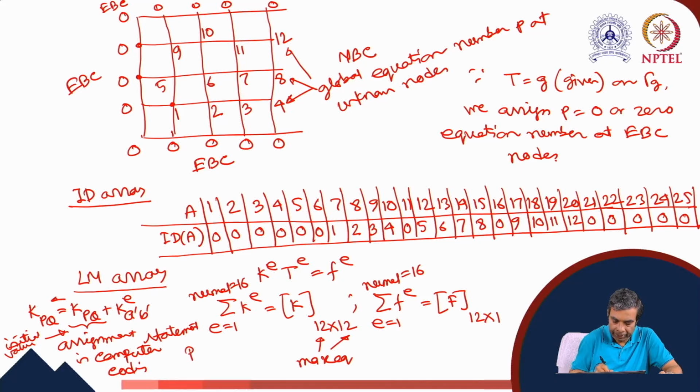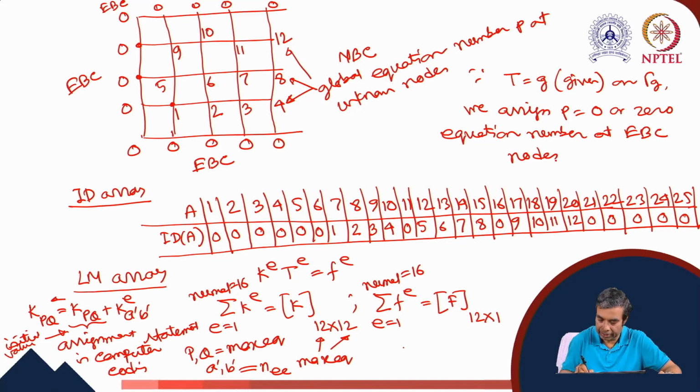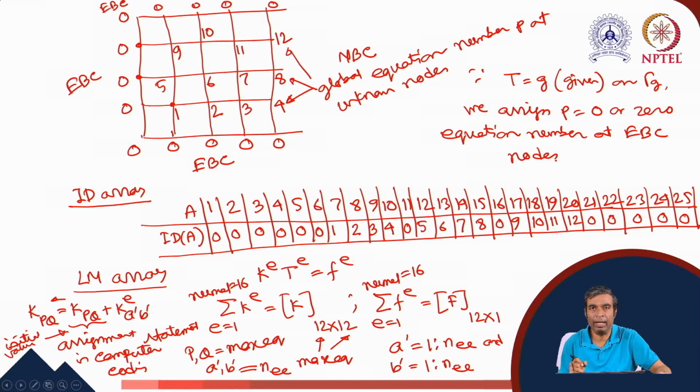Now this capital P and capital Q, these are the maximum number of global equations. F prime and B prime are the number of element level equations. It means that this quantity F prime will vary from 1 to NEE, and similarly B prime will also vary from 1 to NEE. NEE means number of element level equations.